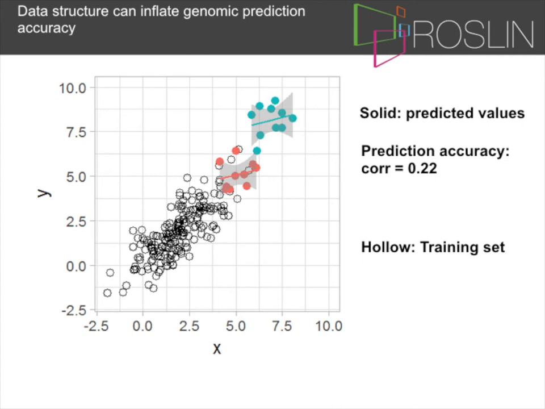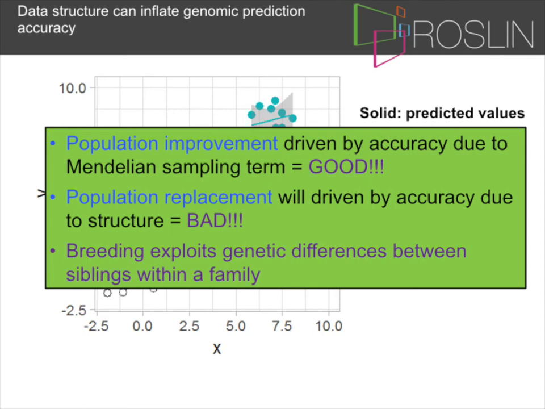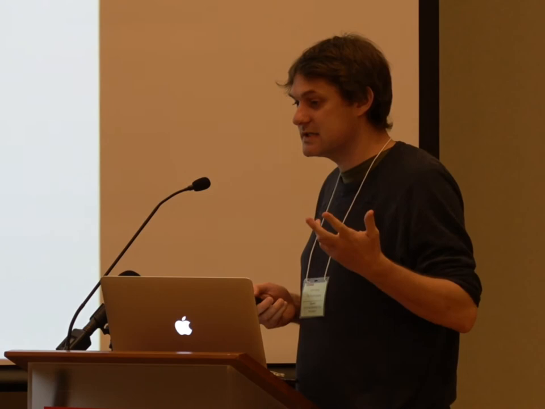And then my genomic prediction accuracy within these families is actually not that spectacular. It's 0.22. This is important because my measure of accuracy of genomic selection is actually biased upward, as I demonstrated, by the data structure, and if I select on that, I'll do population replacement, which is a bad thing to do. What I want to do is population improvement, and to do that I need to exploit the Mendelian sampling term, which is what we call within-family genetic variation. So my accuracy of selection is really the accuracy of genomic prediction within that family, that 0.22 number. It's exploiting this that is driving genetic gain. So when we see lots of papers validating genomic selection, you always need to interpret them: are they doing this or are they doing this?